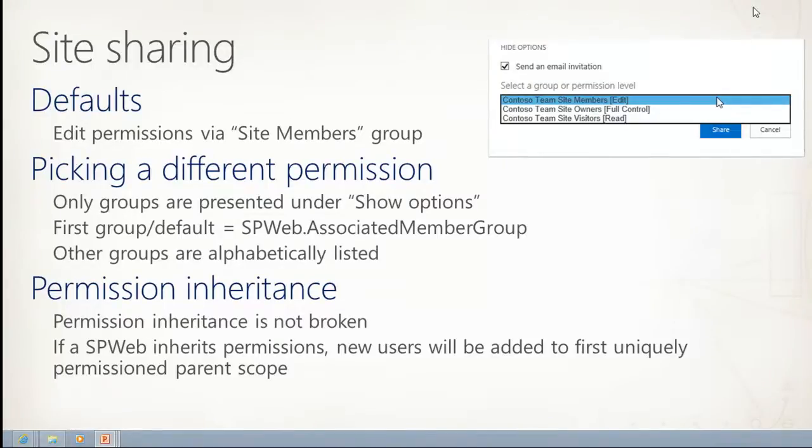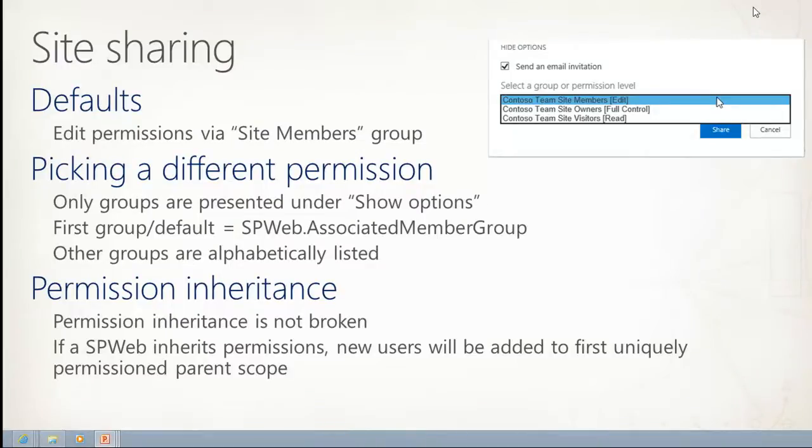There's a property on SP Web called associated member group. This property holds the value of site members group by default. That's why we pick that as the default. So when you create a site, associated member group says site members, so we pick that as the default. You can change that value. You can put a custom group that you've created in there, and we will take that as the default value. Other than that group, the rest of the groups are simply listed in alphabetical order.